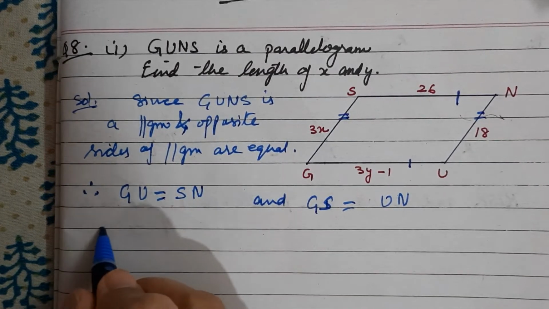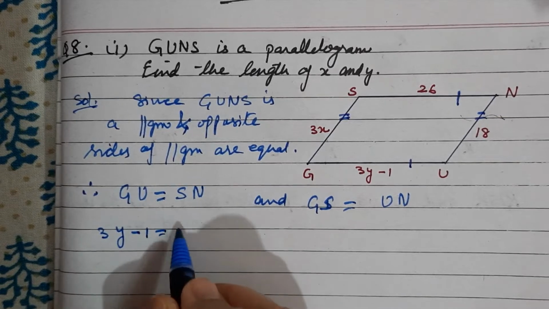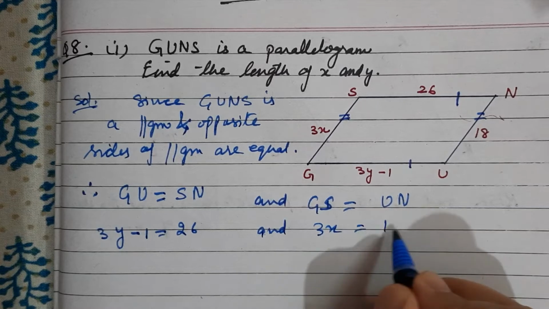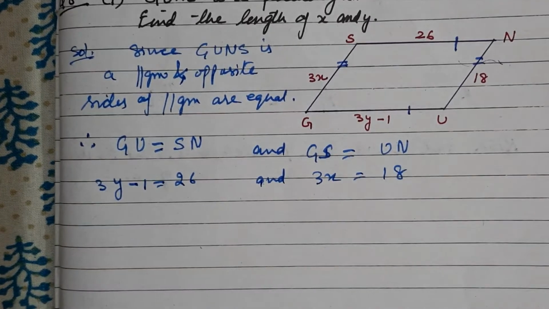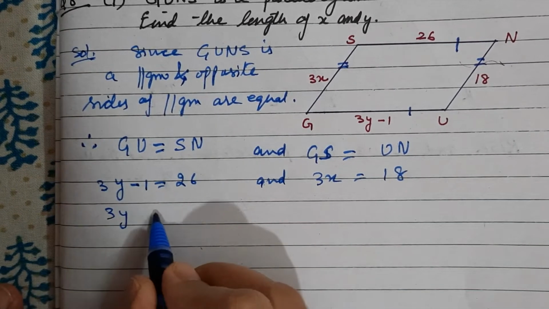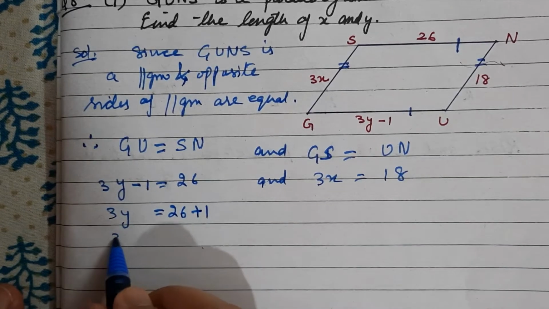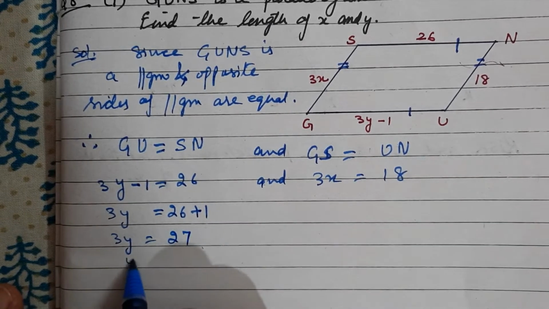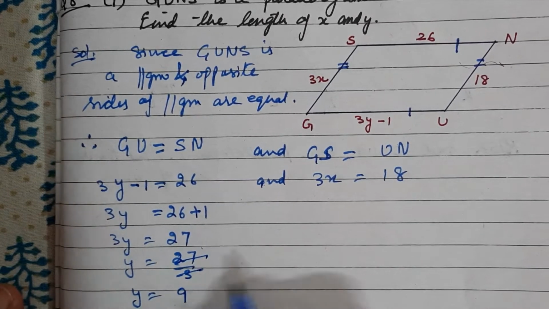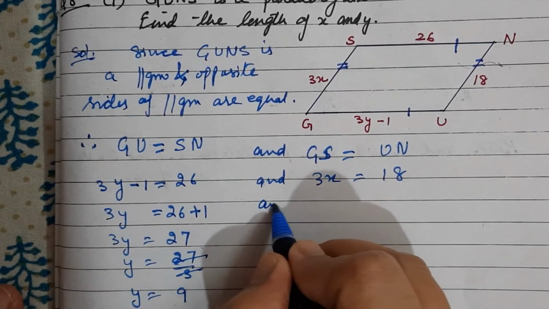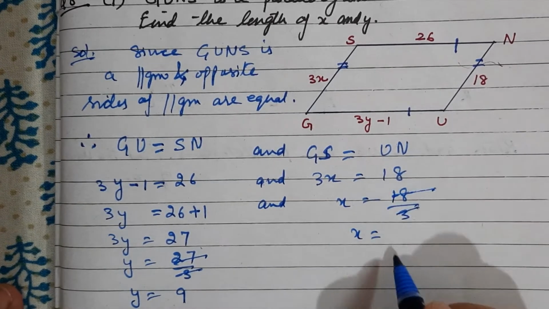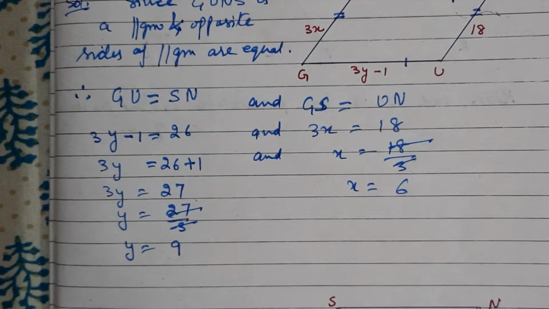Length of GU is given, 3y minus 1 is equal to 26, and 3x is equal to 18. Now using the concept of linear equations, we will find out the value of x and y. So 3y is equal to 26 plus 1. 3y is equal to 27. y is equal to 27 upon 3. y is equal to 9. And x is equal to 18 upon 3. x is equal to 6. So this is the value of x and y.